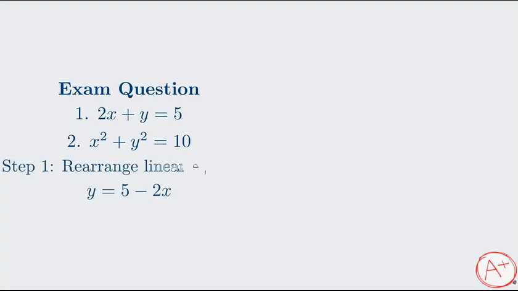Let's look at a typical Cambridge-style question. Solve the simultaneous equations: 2x + y = 5 and x² + y² = 10. We start with equation 1. It is easiest to isolate y. Visually, we are looking for where the line and the circle intersect.